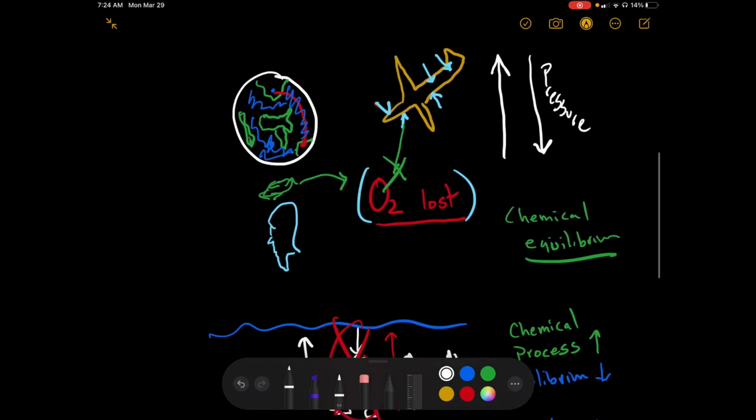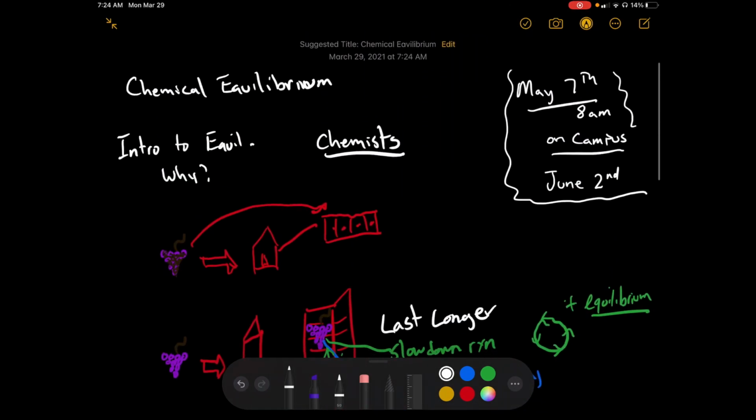And so that's a simple introduction to chemical equilibrium and why we need it. And so hopefully that helps. And when we come back, we're going to talk a little bit more about chemical equilibrium.